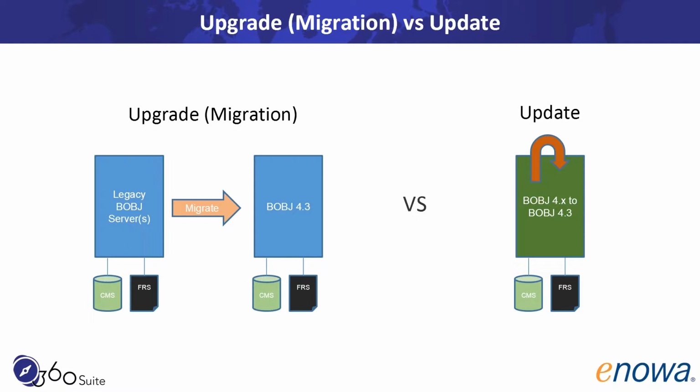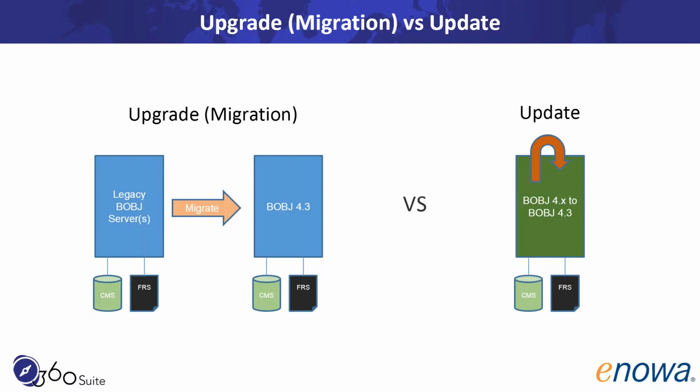we are moving content from one version to the other version. And there'll be a separate CMS repository and FRS repository, a separate installation. So two independent environments, and then there's some tool that we use to migrate content from one to the other. And we'll go through all the pros and cons of that approach here in the next few slides.